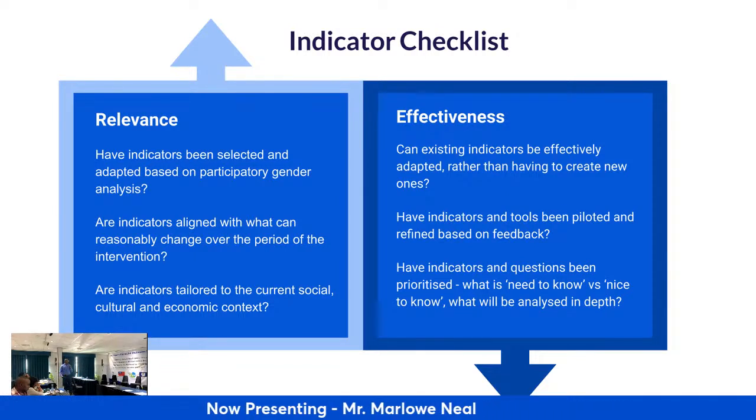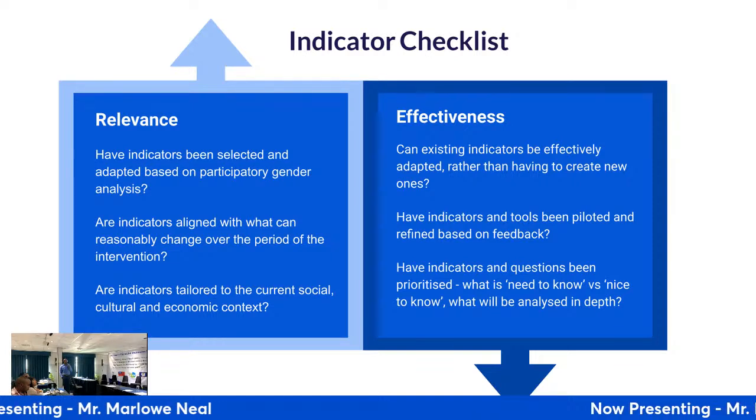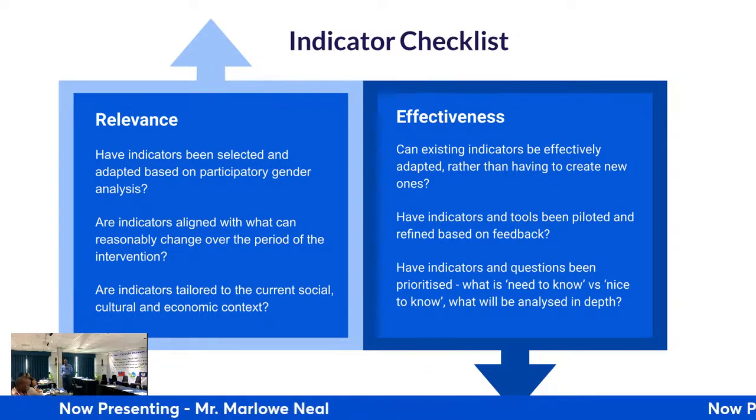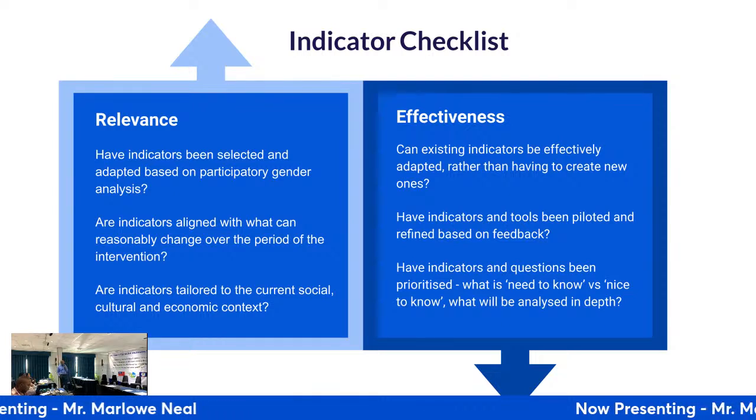Also, effectiveness. Can existing indicators be effectively adapted rather than having to create new ones? The information might already exist, so we need to determine how, if at all, that information can be used. Next slide, please.